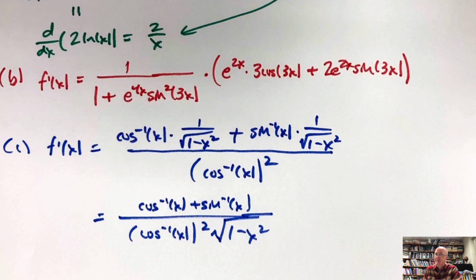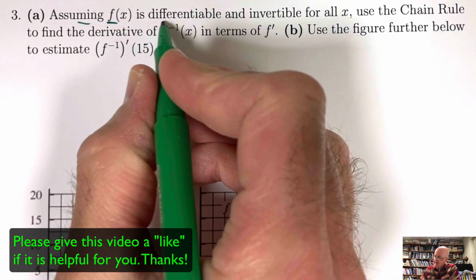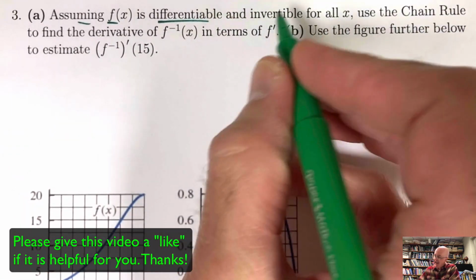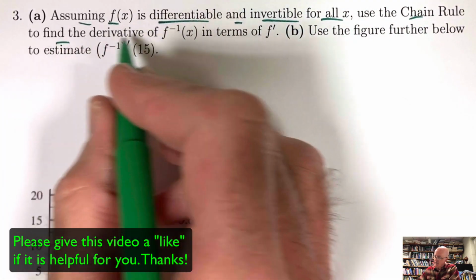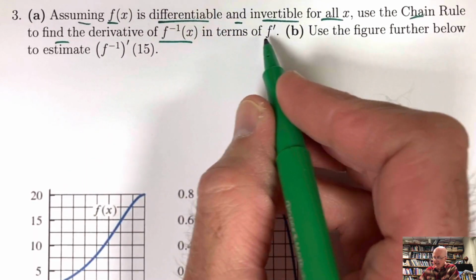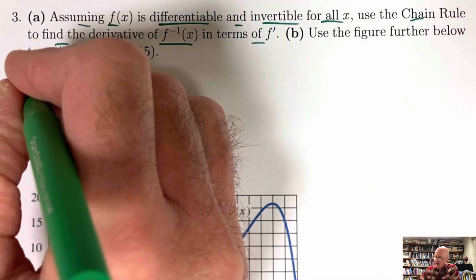Imagine doing this with limits. No way. Part A of this problem is an abstract version of what we did in number 1. Assuming f of x is differentiable, has a derivative, and invertible for all x, use the chain rule to find the derivative of f inverse of x in terms of f prime. A little hint about how it's going to look, okay? So, how do we do that?